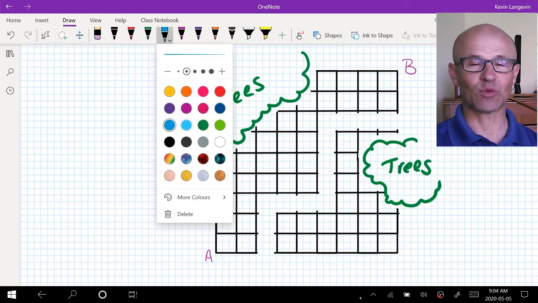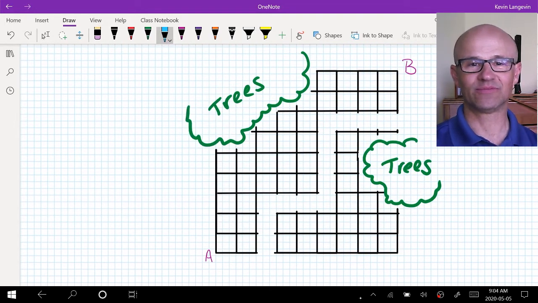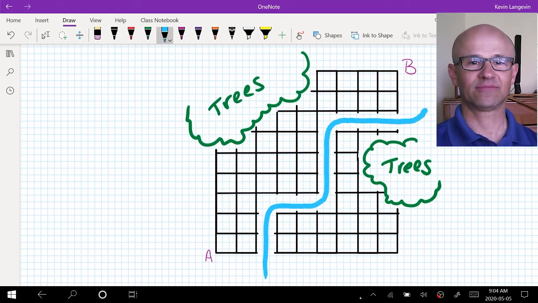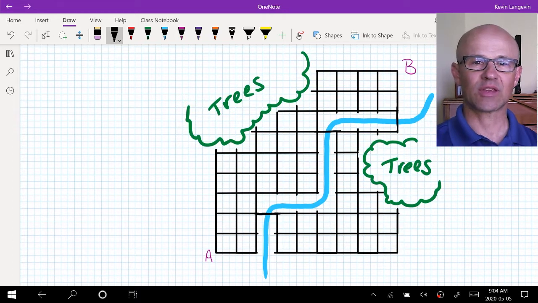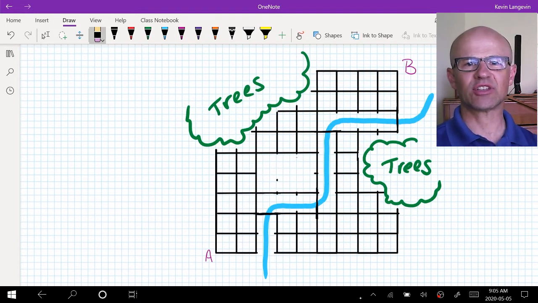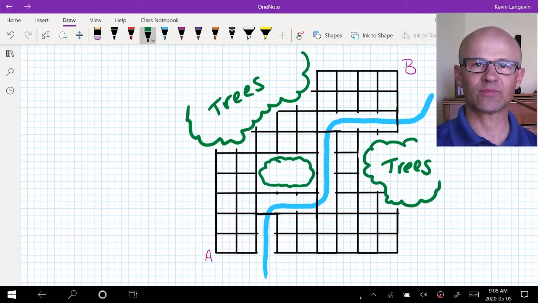I'm actually having fun with this lesson, as you can tell. Throw a bridge here. And one more, I think. That should be good. And let's take out that middle section and let's turn it into a little park. Place for the kids to play.